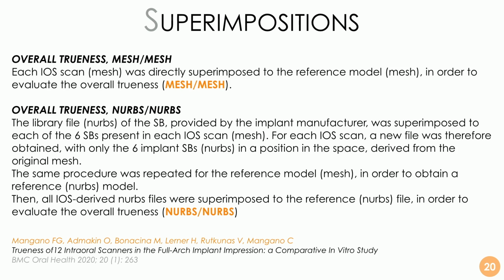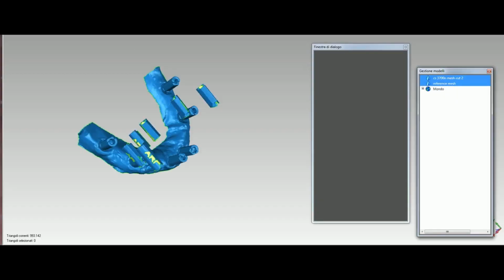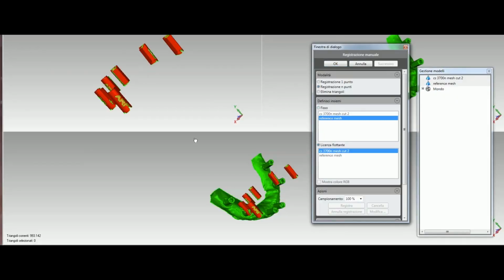And then for each IOS scan, a new file was generated and obtained with only the 6 implant scan bodies library file in a position free in the space. This position was derived from the original mesh. And the same procedures were repeated for the reference mesh, and then we superimposed it. So basically it's a different way to evaluate the overall trueness of the models. And this is how it works with the mesh-to-mesh technique.